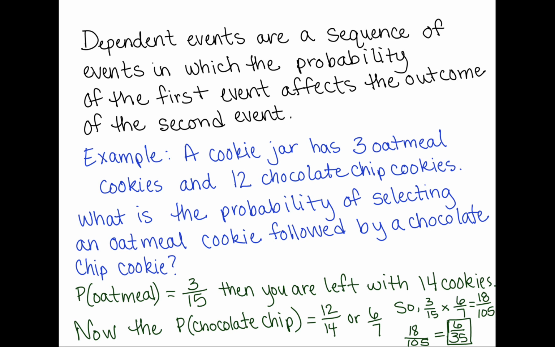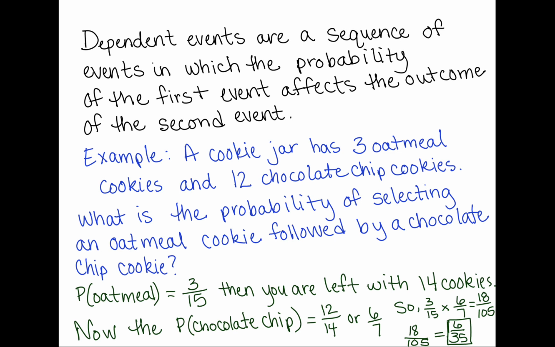So first we need to know what's the probability of an oatmeal cookie being selected. Well, there's a 3 out of 15 total cookies chance that you will select an oatmeal cookie. Then, mind you, you have taken 1 cookie out of that jar. So now you are left with 14 cookies. Now the probability of the chocolate chip cookie being selected is going to be 12 out of 14, or 6/7.